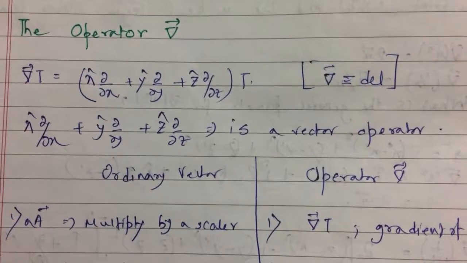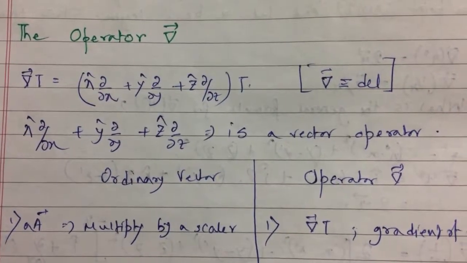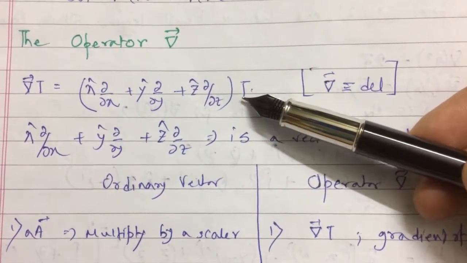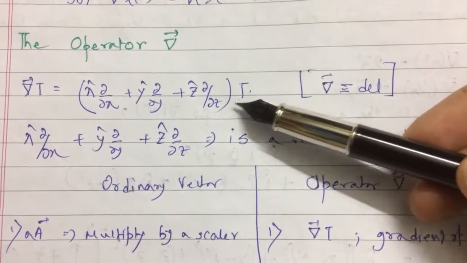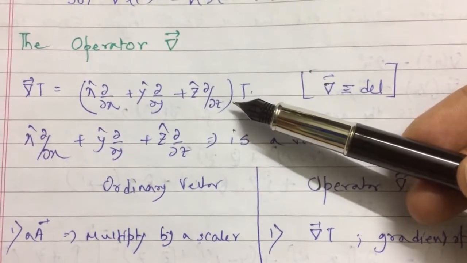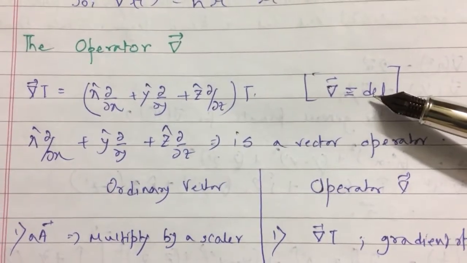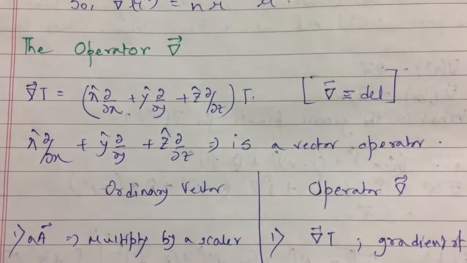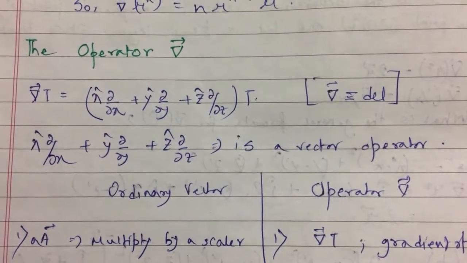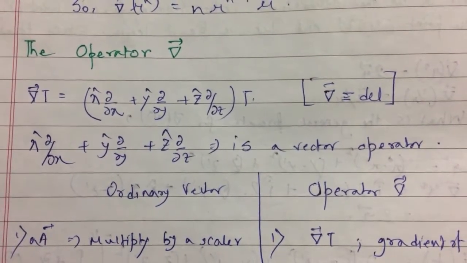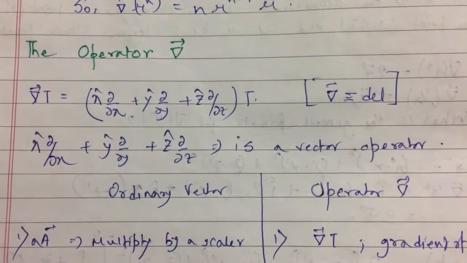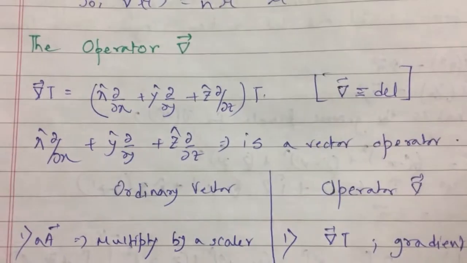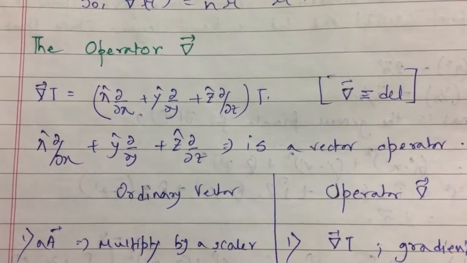Now let's have a look at the operator. So this we have already defined, gradient of this scalar function t. In the first bracket, this thing is defined as the del operator. And this del is not a vector in the usual sense. Actually, without specification of the scalar quantity on which it will act, it will not have any meaning on itself.